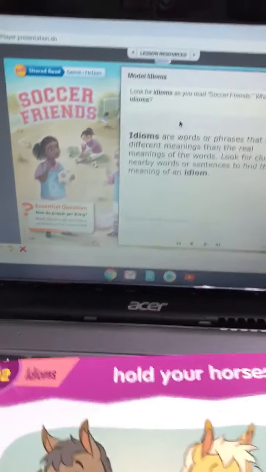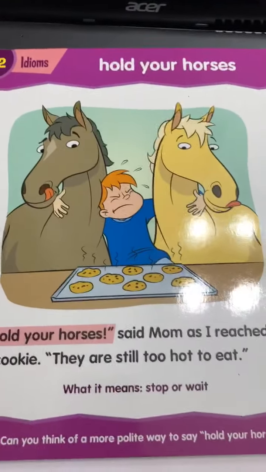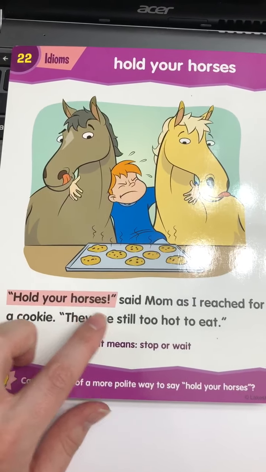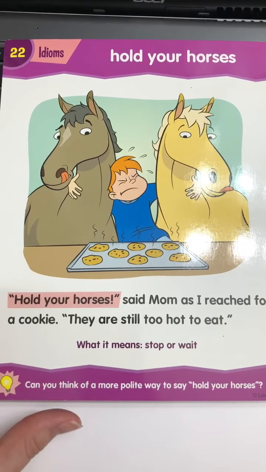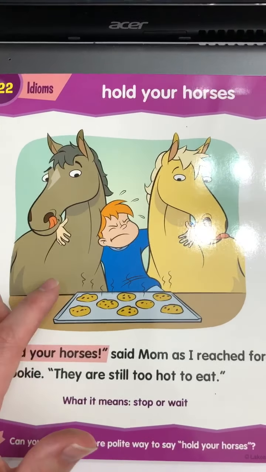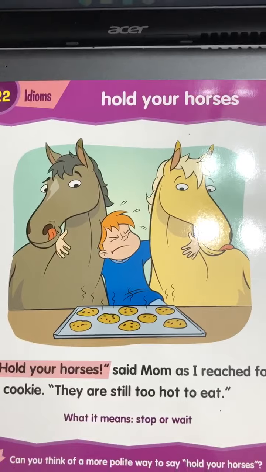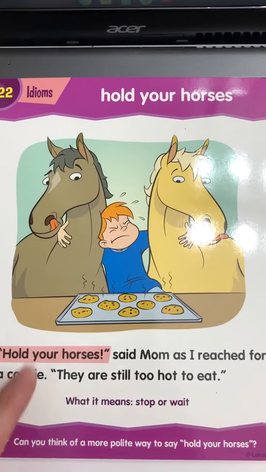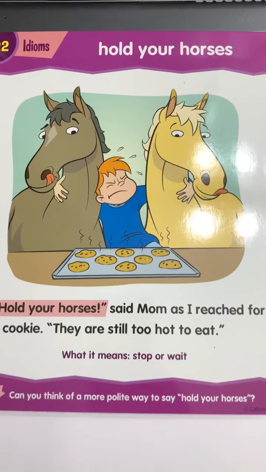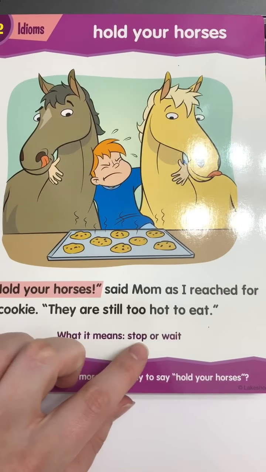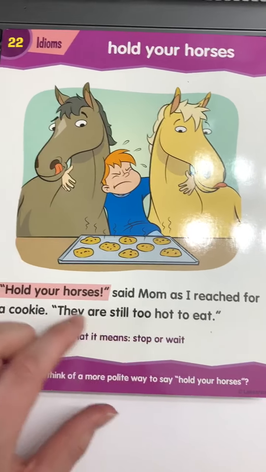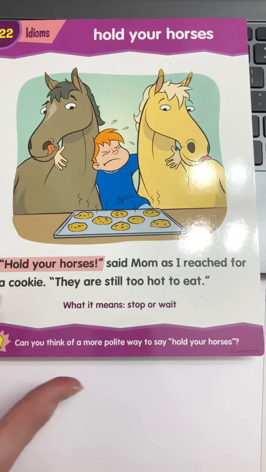Another one that I hear a lot is hold your horses. So here's an example. Hold your horses, said Mom as I reached for a cookie. They are still too hot to eat. Does Mom actually mean that he needs to hold horses? What does this idiom mean? Hold your horses. I know I have heard that. What it means is to stop or wait. Hold your horses. Okay? Because the cookies were too hot.